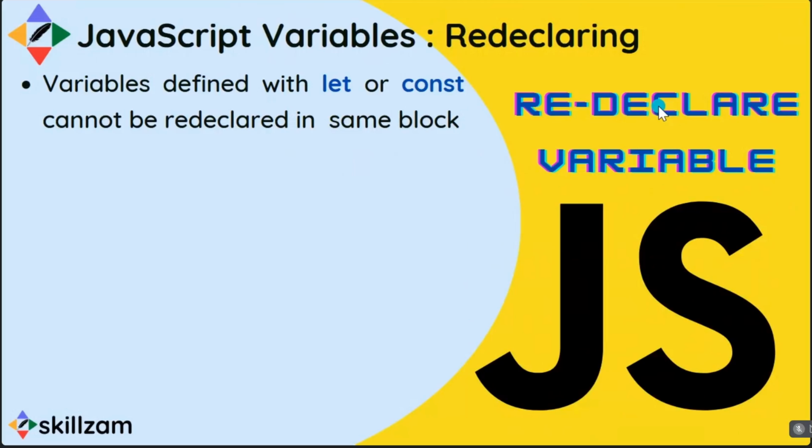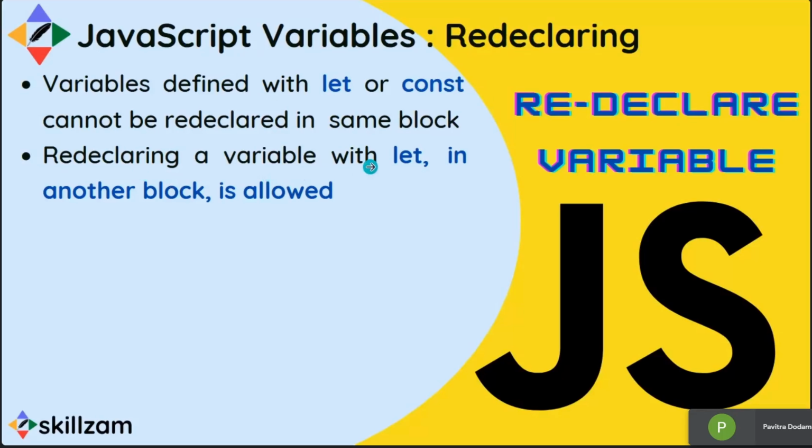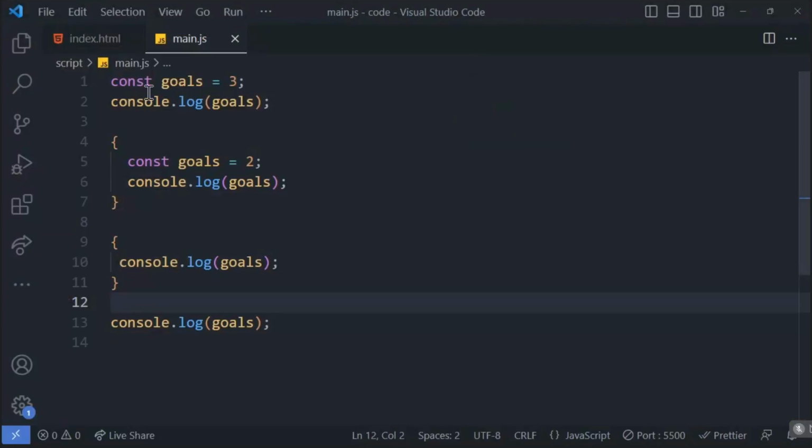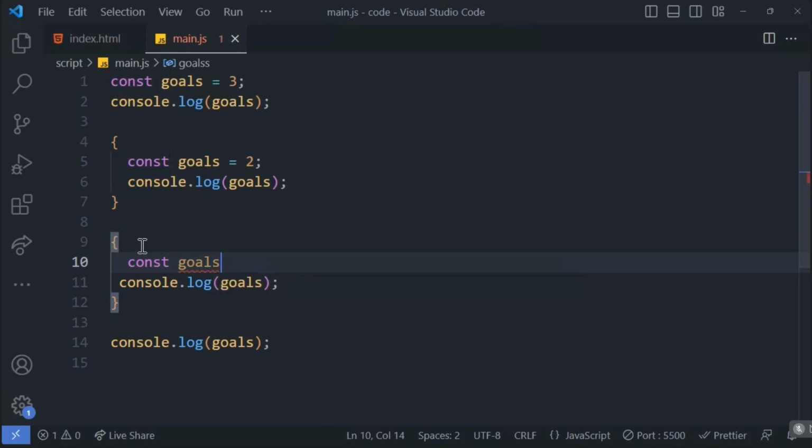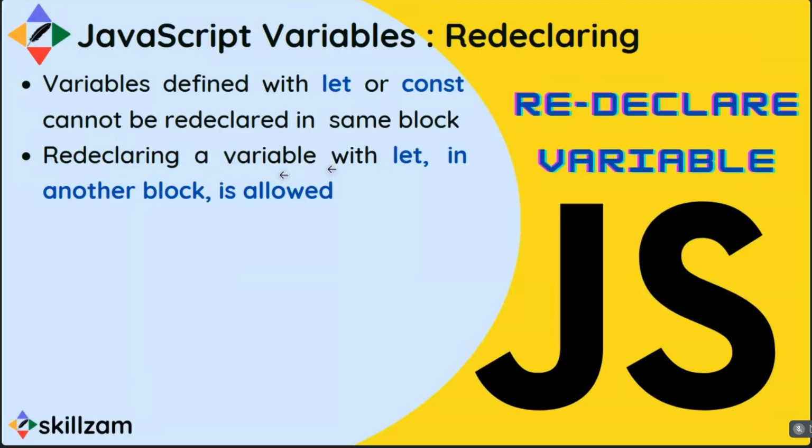Now, this is what we saw here. Variables defined with let and const cannot be redeclared in the same block, which is inside the curly brackets. Redeclaring a variable with let in another block is allowed. That is what we did. We declared here, and we redeclared in a different block. I can go ahead and redeclare in this separate block as well. This is acceptable, because this is a different block, so that is allowed.